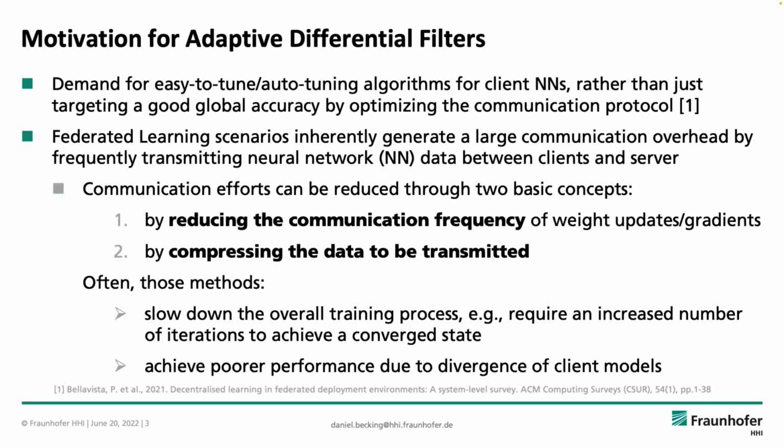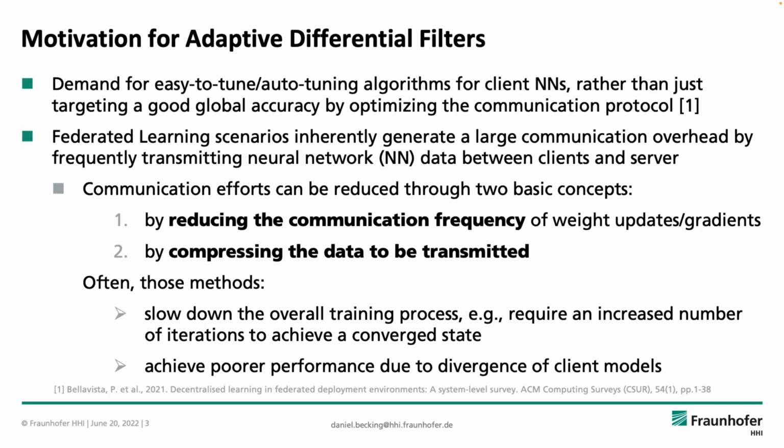clients and servers. So there are two basic concepts to reduce this amount of data. First, reducing the frequency, or second, by compressing the data to be transmitted. However, often those methods slow down the overall training process, or they require an increased number of iterations to achieve a converged state of the system. Or they achieve a poorer performance due to the divergence of the different client models.